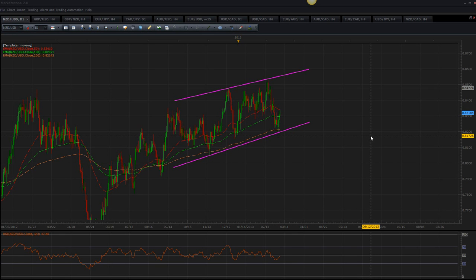So here we have the daily chart of Kiwi dollar with our now fully developed channel. You can see we have a touch here and a touch here, and then a touch here and a touch here. So a very clean sort of range that we've been trading in since September of 2012. You can see that the pair has been fluctuating between these two extremes with lots and lots of choppy price action in between.